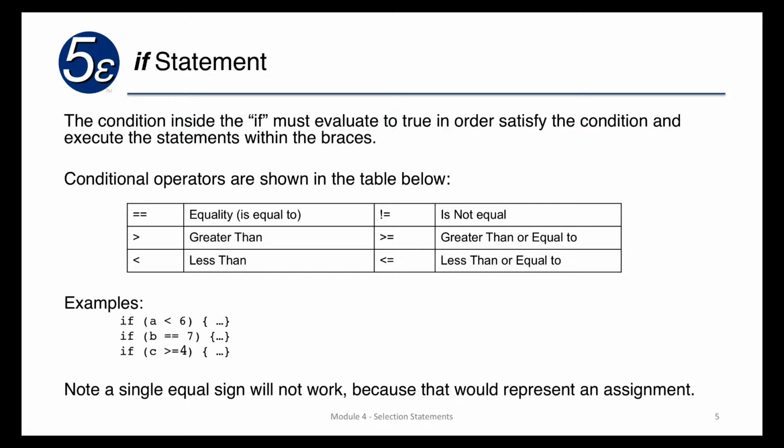So here are some examples. If a is less than 6, we test the condition of the variable a. If it is less than 6, then we will execute the statements inside of the braces. If b equals equals 7, and again, we will test that condition and then execute the statements within the braces. And finally, if c greater than or equal to 4, we will execute the statements here. Note, a single equal sign will not work because it does represent an assignment.